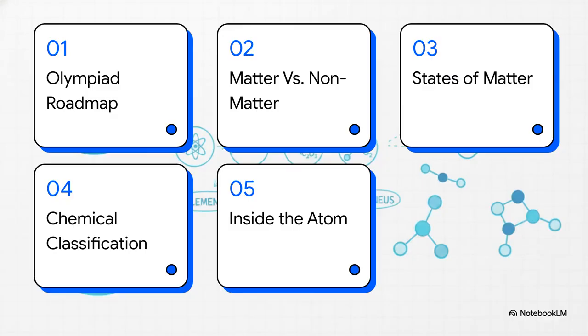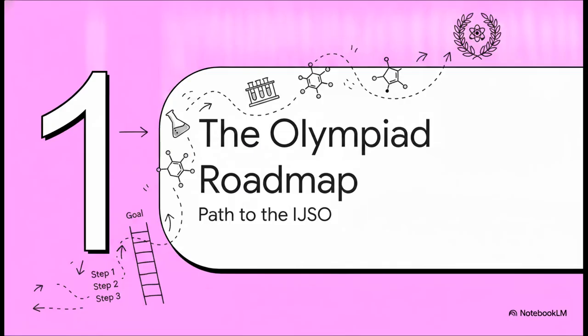Okay, here's our agenda for today's explainer. 1. The Olympiad Roadmap. 2. Matter versus non-matter. 3. Physical states of matter. 4. Chemical classification. And 5. Inside the atom.